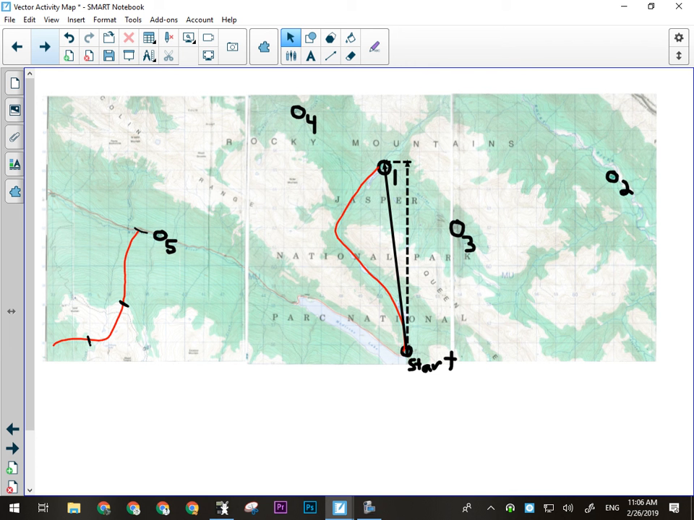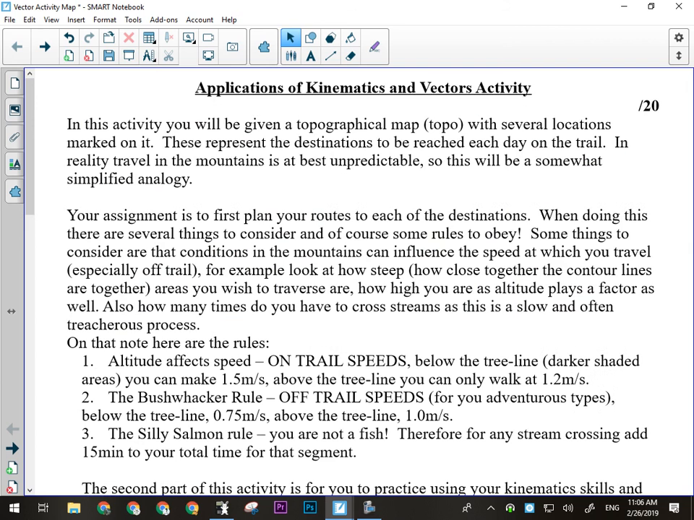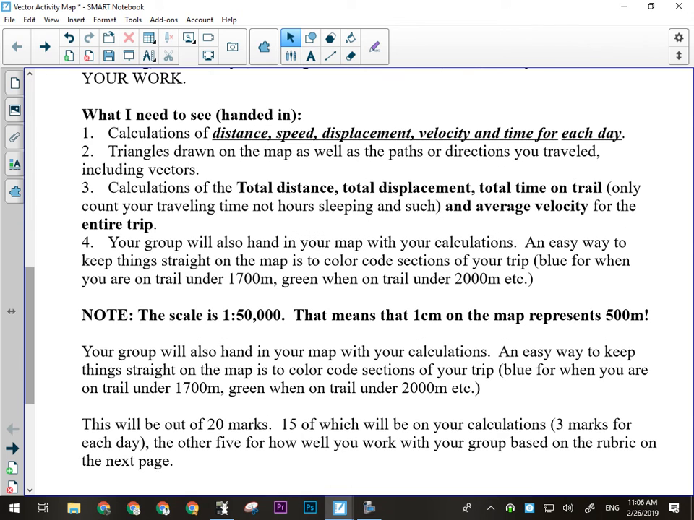Okay, so that's what I'm going to want to see on the map. Then the calculations I'm going to want to see are as follows: calculations of distance, speed, displacement, velocity, and time for each day. Each day has a distance, a displacement, a speed, a velocity, a time. Five things for each day, right?